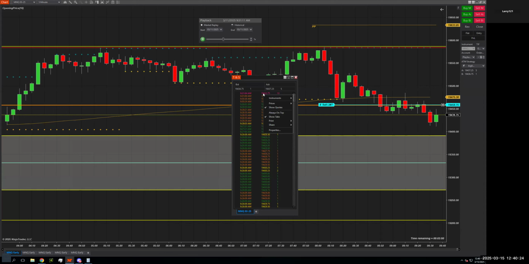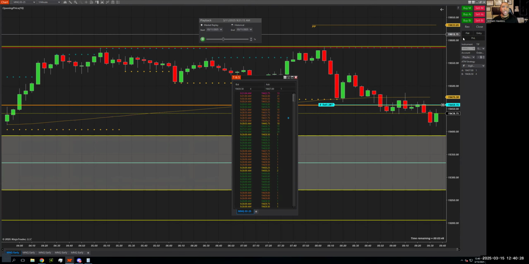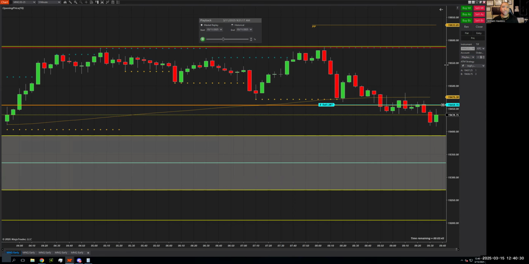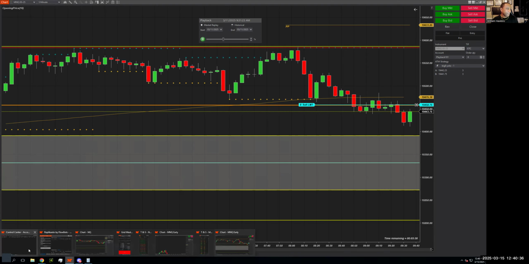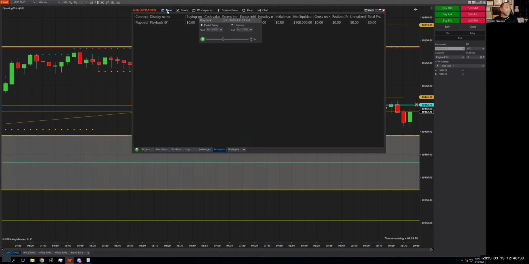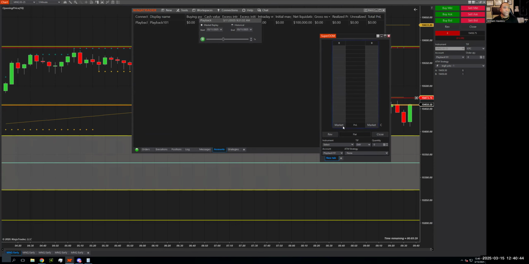So what is the Dom? Oh, the Dom is similar to this right here, where you can actually buy and sell. I'll show you the Dom. I used to trade from the Dom, or Superdome. We call it Superdome. This is the Superdome.